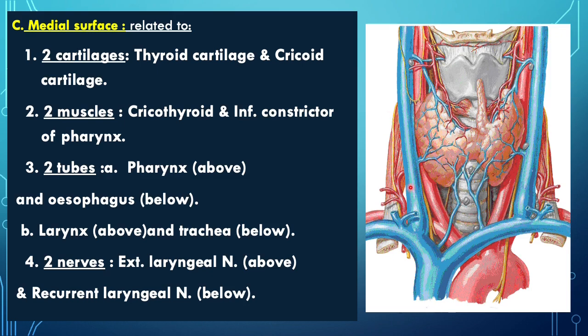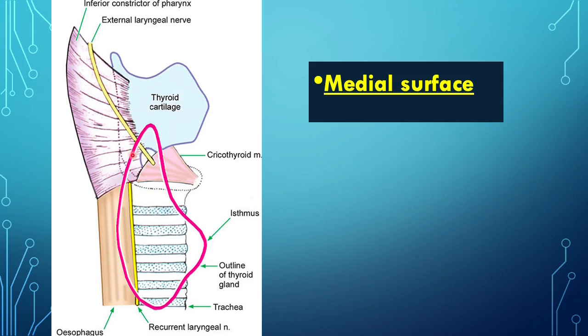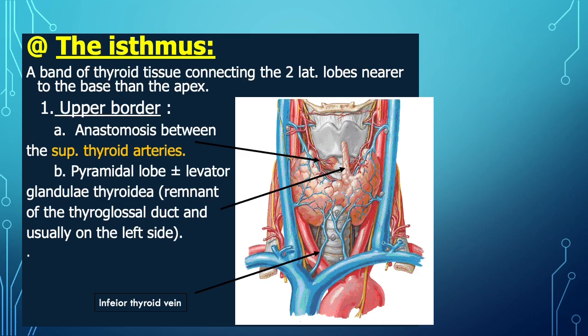Let's see in the sagittal section how these relations appear. The red one is the lobe, and what we're seeing behind is the medial surface. As we said, we have the cricothyroid muscle, and the big one here is the inferior constrictor of the pharynx, with the two tubes below. The pharynx continues as the esophagus, and the larynx continues as the trachea. The nerve which comes here is the external laryngeal nerve with the superior thyroid artery, and the recurrent laryngeal nerve with the inferior thyroid artery. Those structures are so important to know.